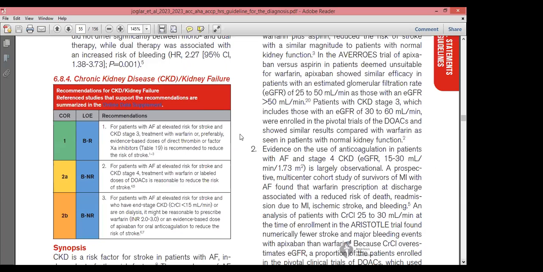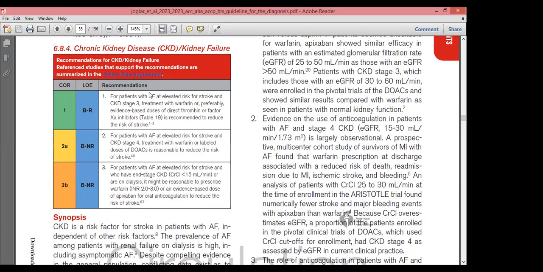Okay. So this one is for patients that have CKD. For patients with atrial fibrillation at elevated risk of stroke and they have stage 3 CKD, treatment with warfarin or preferably evidence-based doses of direct thrombin or factor 10 inhibitor is recommended to reduce the risk of stroke. So if they have CKD and AF and increased risk of stroke, you can actually reduce the dose of the direct acting oral anticoagulants.